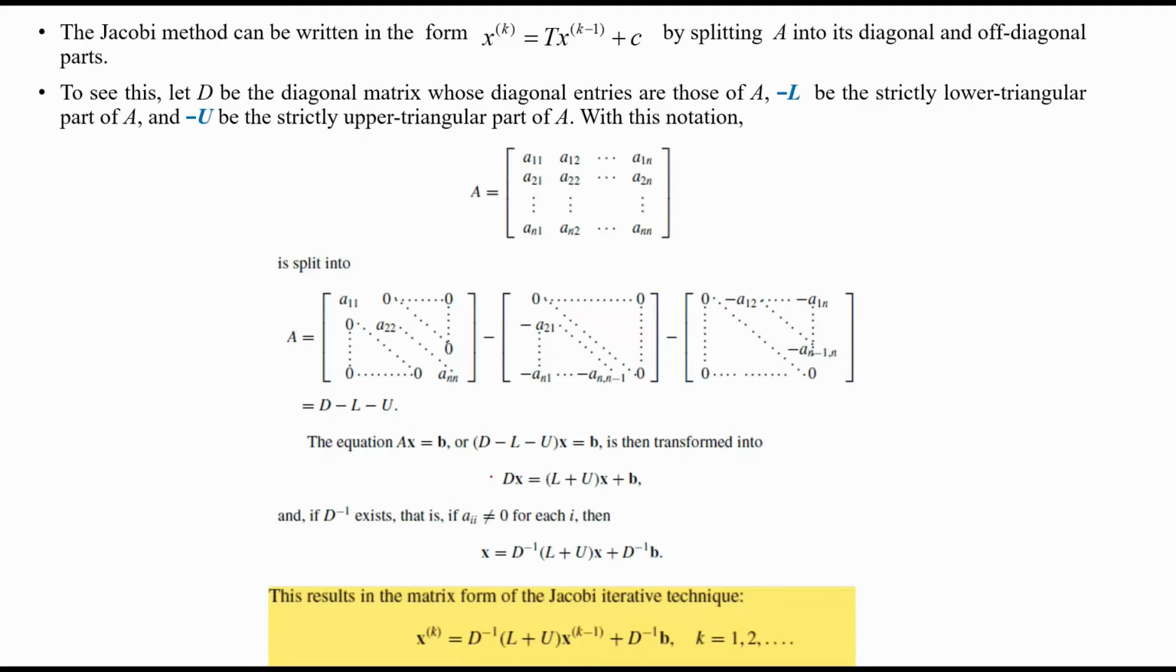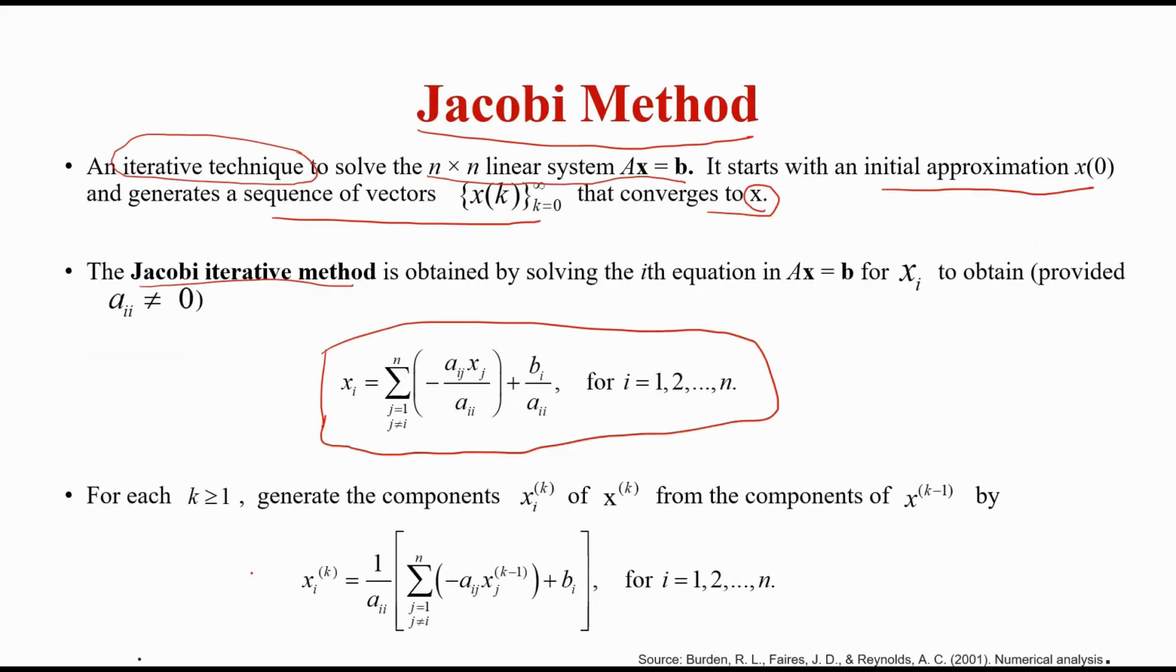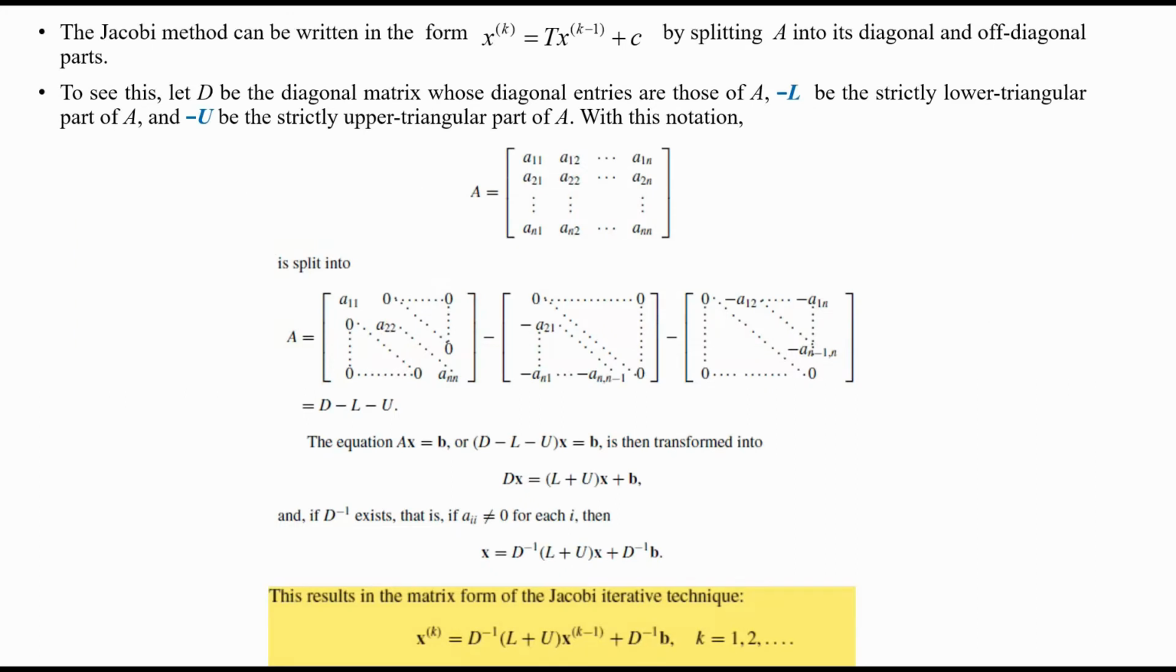Our MATLAB code becomes much easier if we use this matrix form. Otherwise, applying this formula in the MATLAB code is a bit difficult, and it will have a lot of loops. So what do we do? We convert the iteration scheme into a matrix form, and then we see how this Jacobi works.